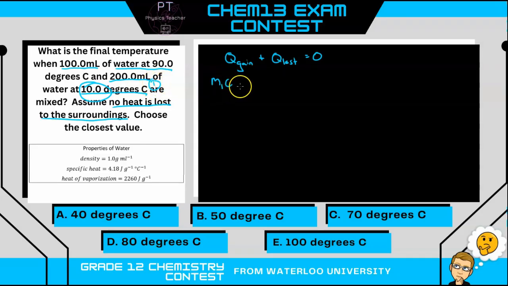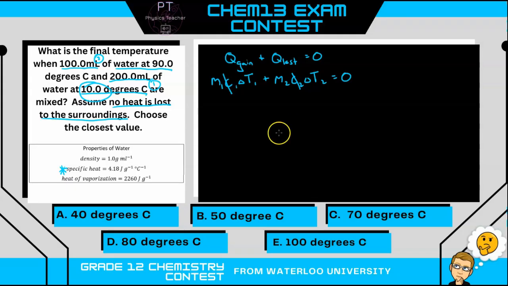So M1C1 delta T1 plus our 100 milliliter sample, I'll call that 2, will be M2C2 delta T2. That's equal to 0. Now in this case, both samples are water. So the value for the specific heat capacity, which they give us, we actually don't need because we can divide every term by C and they will cancel. But be careful, you can only do this when the substance is the same thing. If you're mixing water with something else, like ethylene glycol, then no, the values are different.